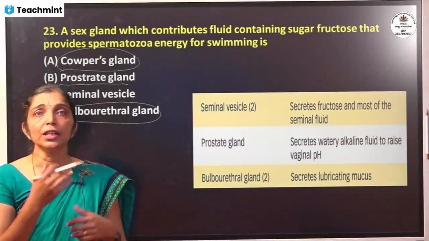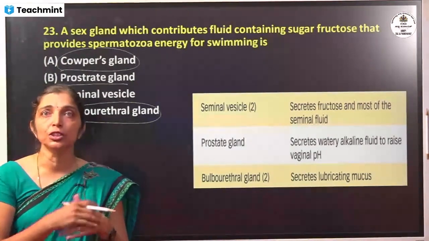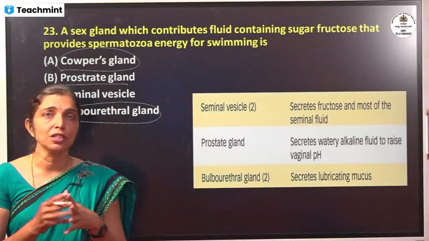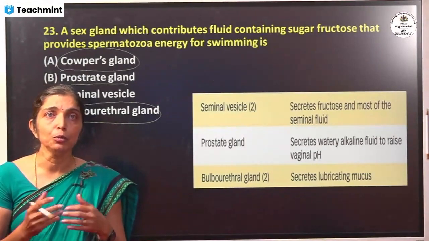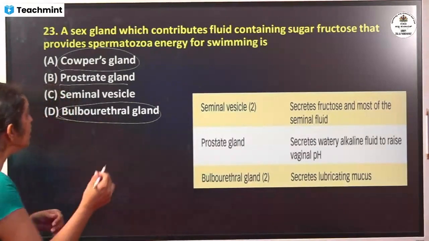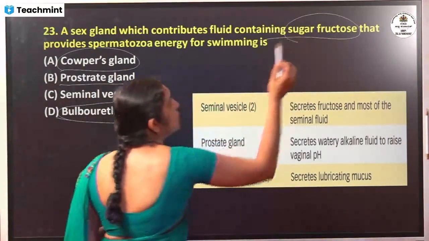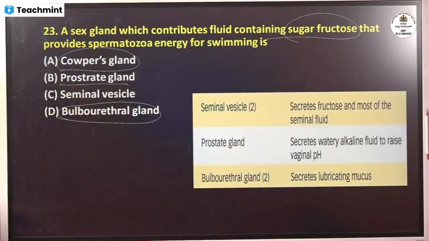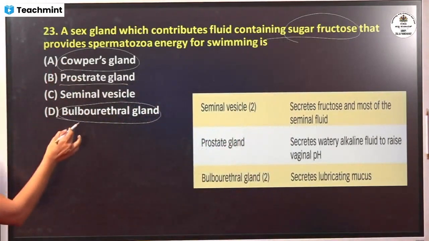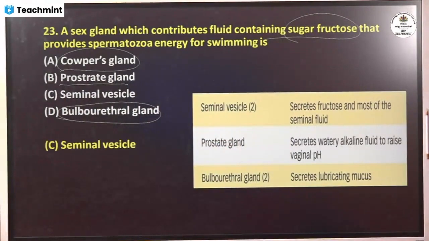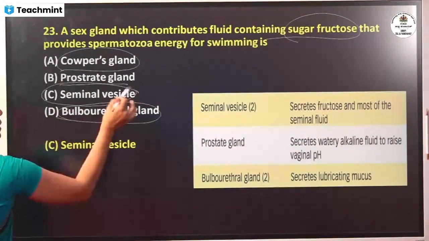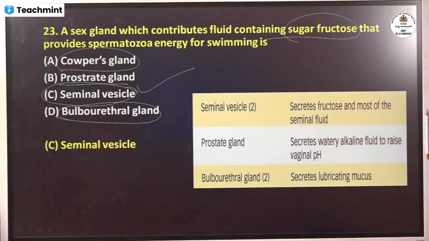So these three actually contribute towards the secretion of your seminal plasma, seminal fluid, isn't it? So here, which is the one which actually contributes the fluid which is having sugar fructose in it? Among these glands that we have, it is the seminal vesicle. So the option is C, seminal vesicle, which actually secretes the fructose and most of the seminal fluid.